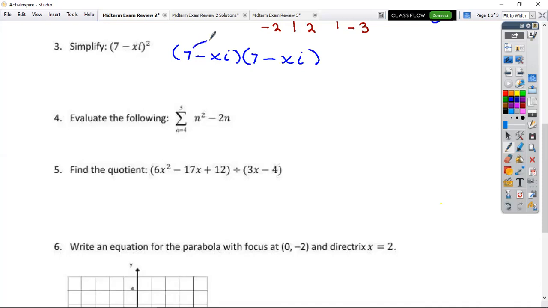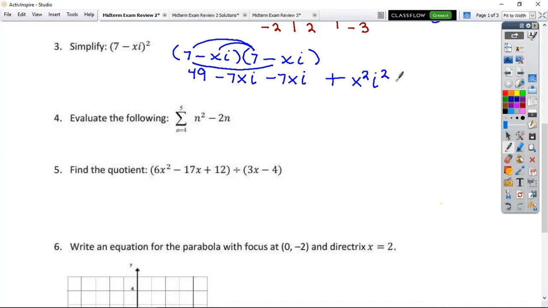I start and I do 7 times 7, which gives me 49. I do 7 times the negative xi, which gives me minus 7xi, or ix, it does not matter. Then I do this one, which gives me another copy of negative 7xi. And then the hardest term is this last one. You're going to do x times x is x squared. And directly next to it, you're going to have i times i squared.